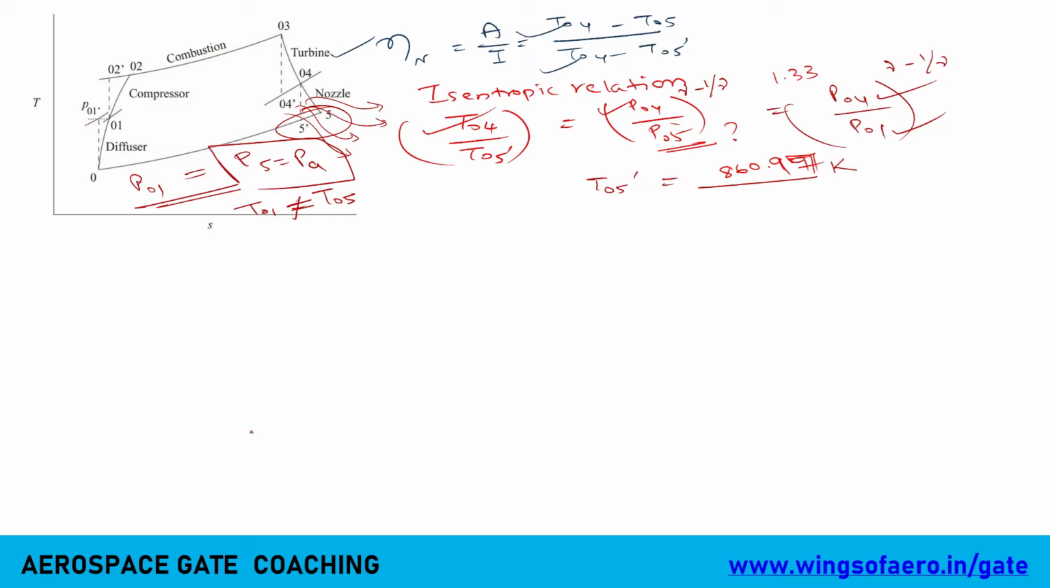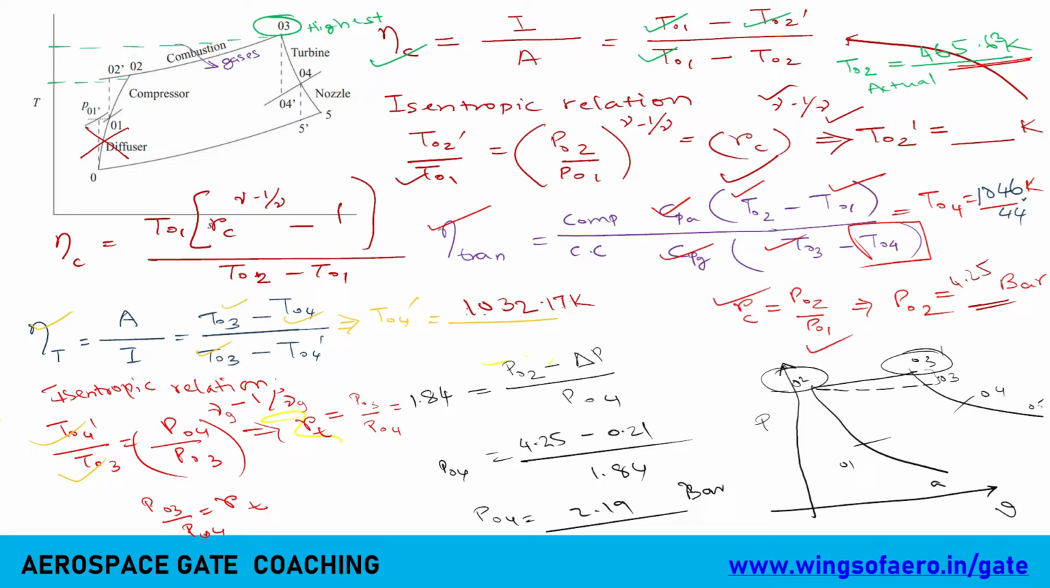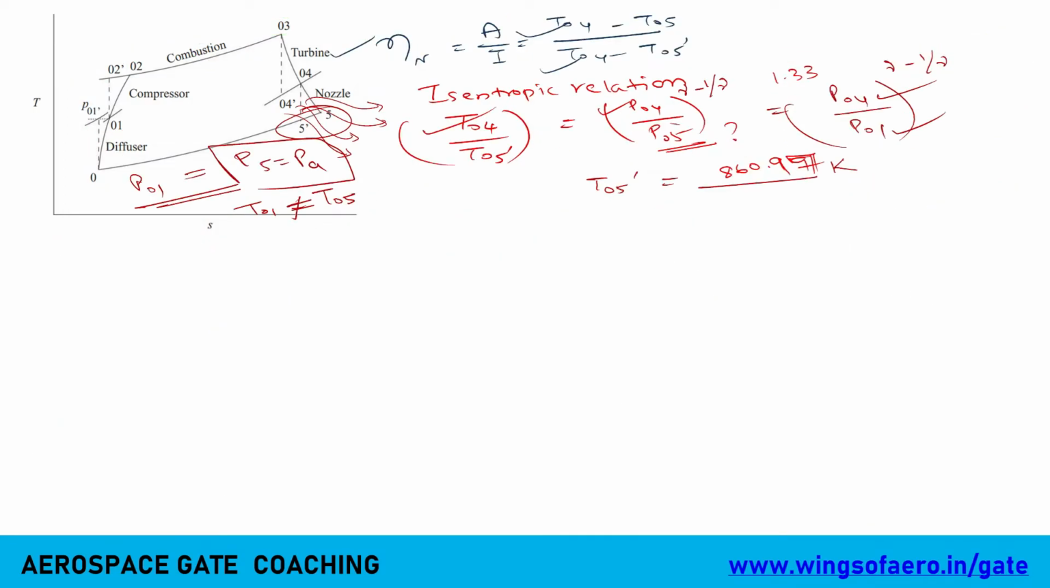So is there any other parameter that is pending? You got P naught 5 pending, isn't it? Is anything else pending?